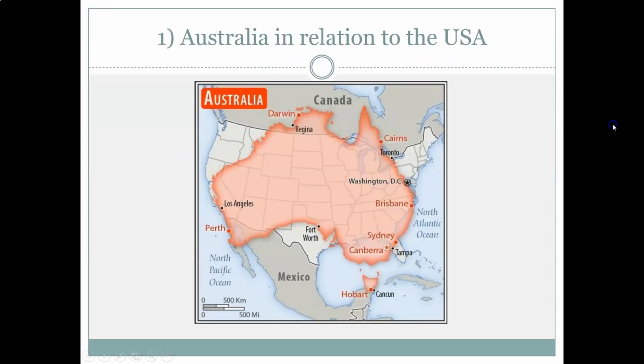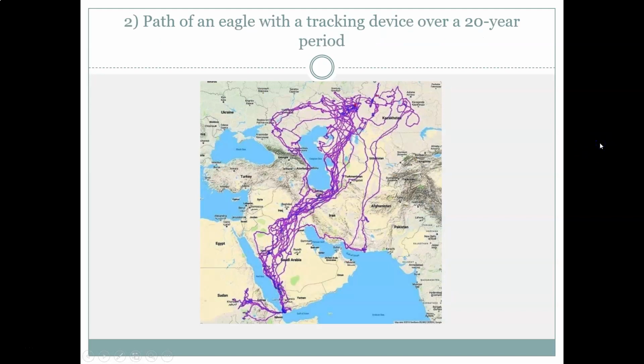And I started off with 20 images. Here's Australia in relation to the U.S. Pretty straightforward. This is straight size. Image 2, the path of an eagle over 20 years. And you could look at this and go, wow, it takes a lot of land to sustain eagles, or eagles can travel really far. They must be strong.